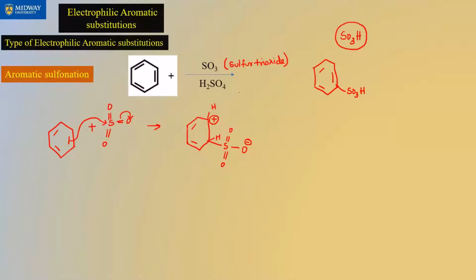Now, H2SO4 in water also exists as HSO4 minus. Some of this is Gen Chem stuff. So this comes and grabs this hydrogen here, and this bond comes back. So that leaves you, technically at this point, almost done with the product.